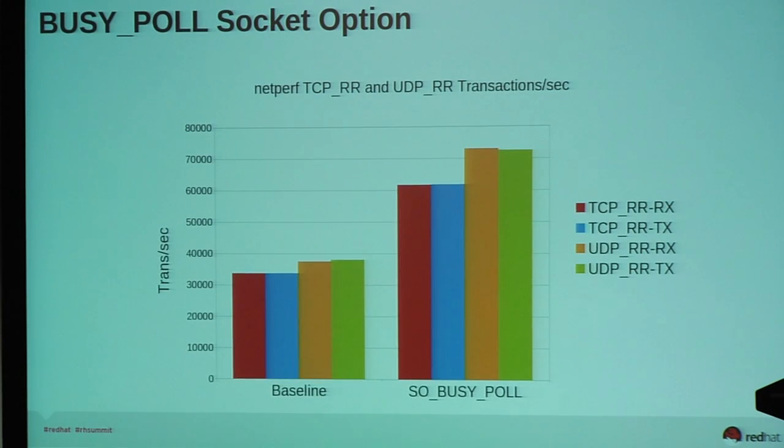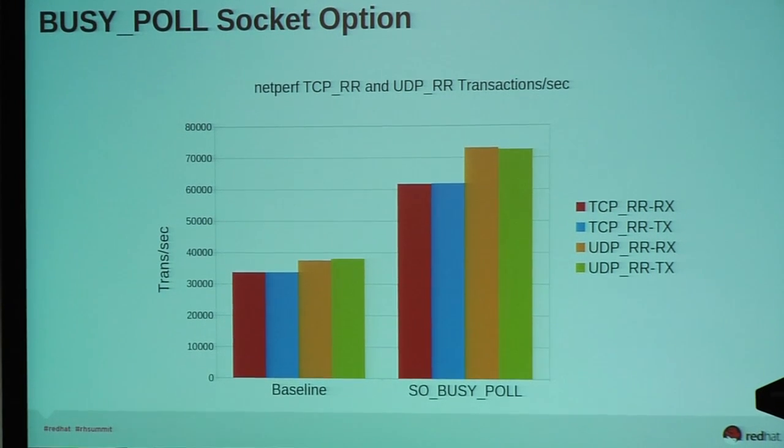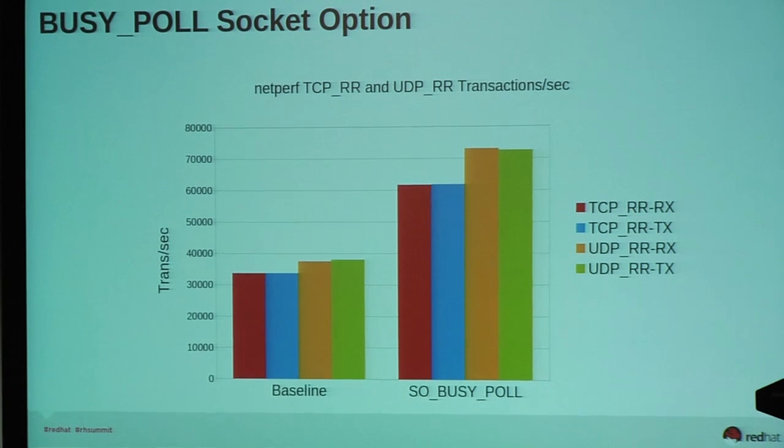This is an Intel NIC, and like I said, Intel invented this feature. On the left-hand side, this is the default. This is a ping-pong netperf TCP and UDP latency test. It sends one packet, reflects it off a user space on the other machine, and counts how many times it can do that per second.